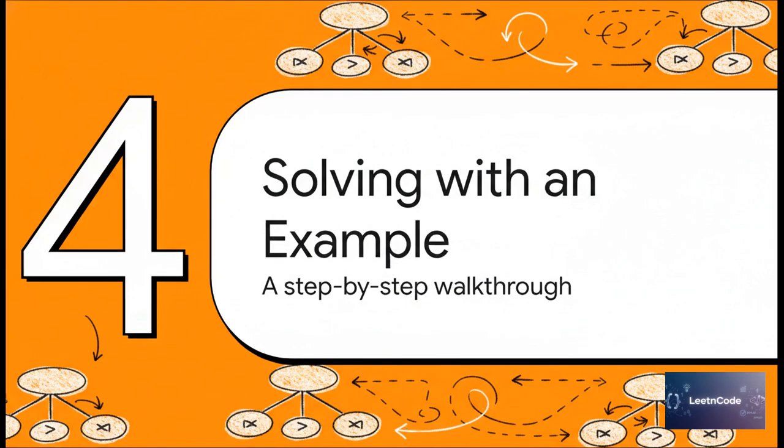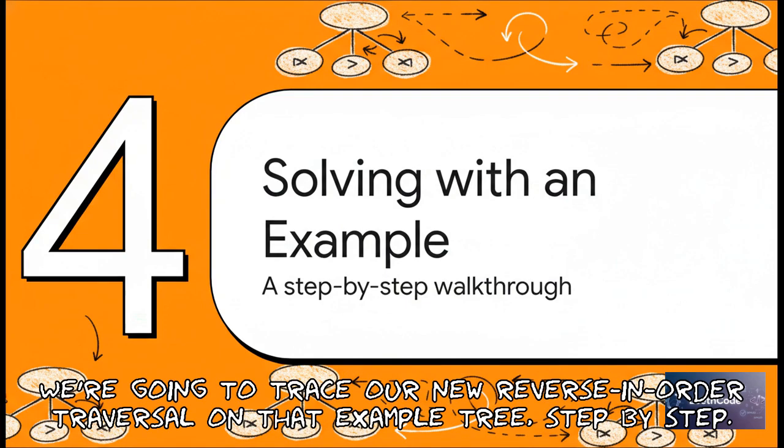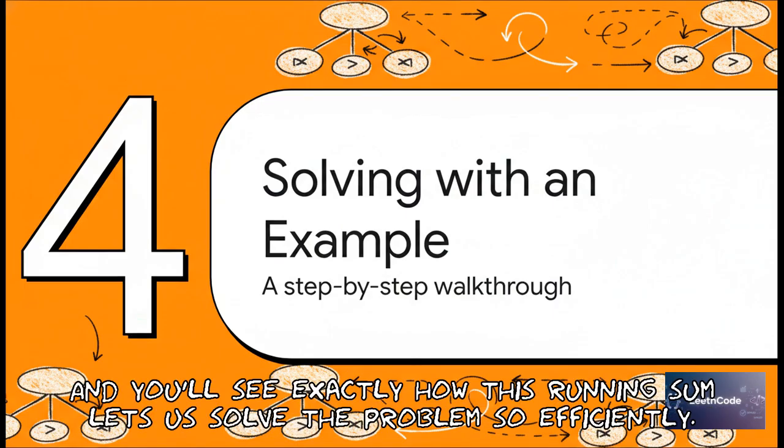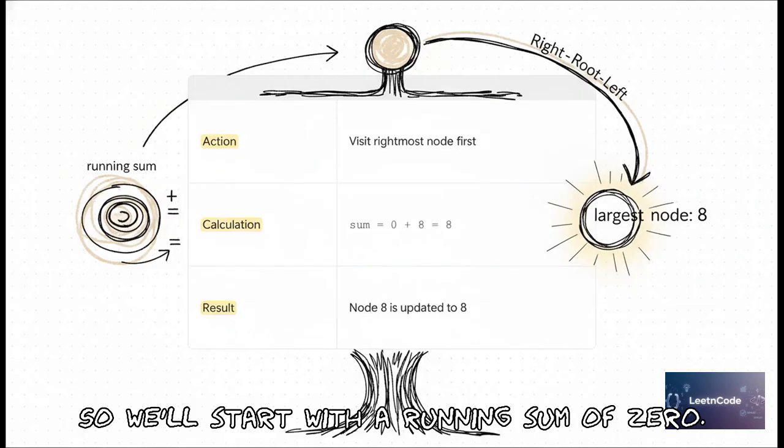Okay, enough theory. Let's put this into practice. We're going to trace our new reverse in-order traversal on that example tree, step by step. And you'll see exactly how this running sum lets us solve the problem so efficiently. So we'll start with a running sum of 0.